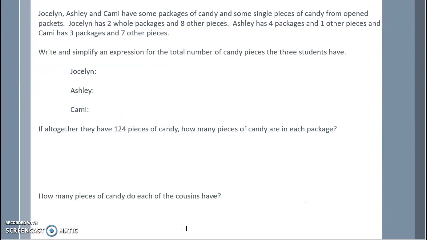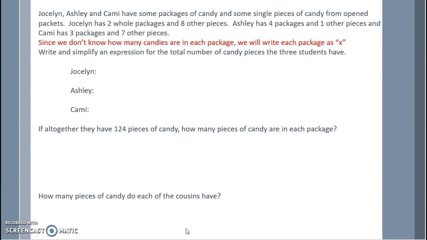Jocelyn, Ashley, and Cammie have some packages of candy and some single pieces of candy from open packets. Jocelyn has 2 whole packages and 8 other pieces. Ashley has 4 packages and 1 other piece, and Cammie has 3 packages and 7 pieces. Write and simplify an expression for the total number of candy pieces the 3 students have.